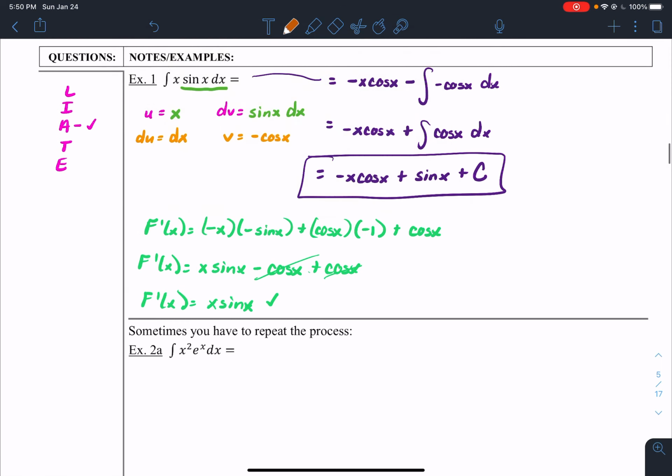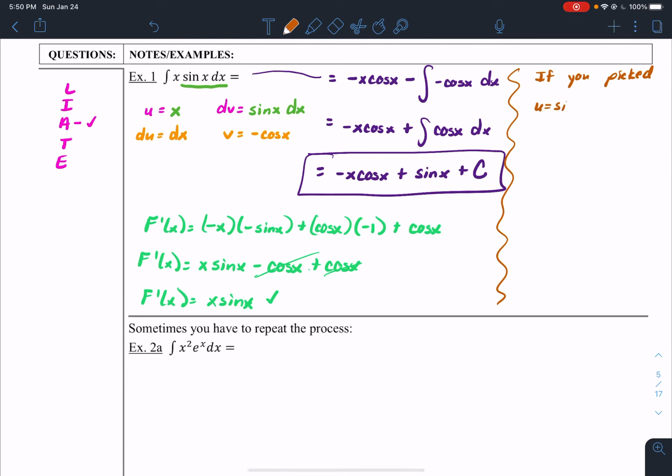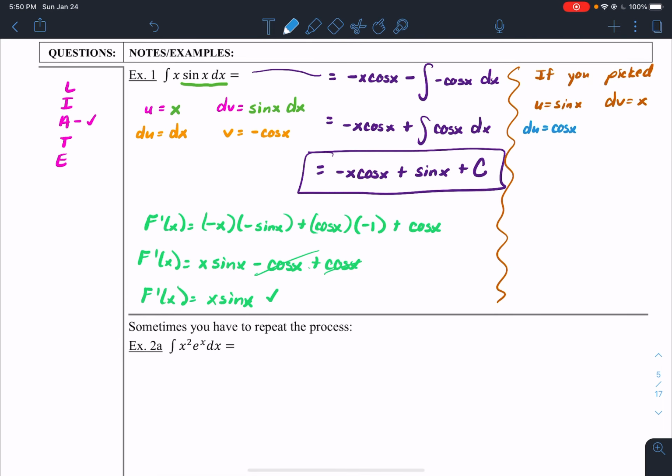Now, I do want to take just a second, and I'm going to draw a little line here, to show you what would happen if you picked the wrong u. So if you went through the process and you said, well, let's just make u sine of x, and let's make dv x. Let's switch those and see what happens. Okay, no problem. Let's try it. That means du, that's the derivative of sine. The derivative of sine is cosine. And then if I integrate dv, I'm going to get 1/2 x squared.